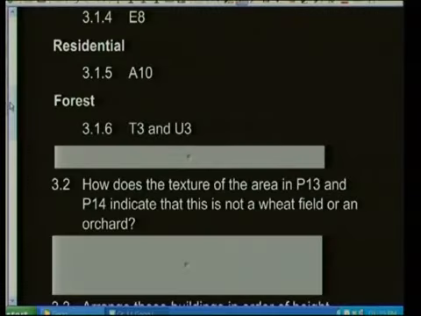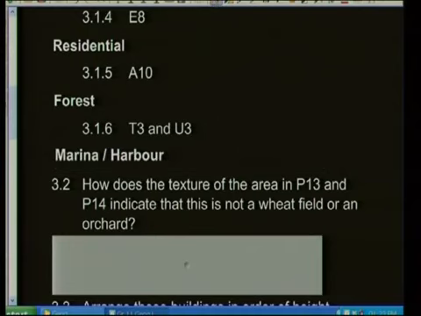All right. T3 and U3. Let's check what that is. T3 and U3: a marina or a harbor. Okay, let's go and check how we got that.